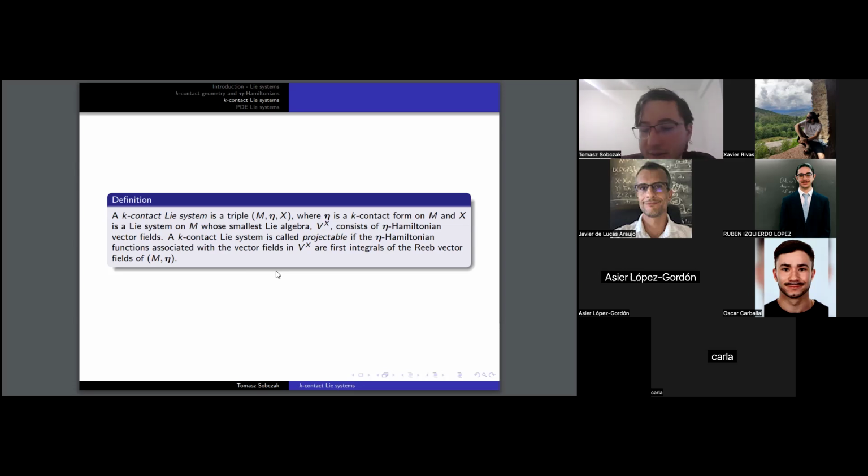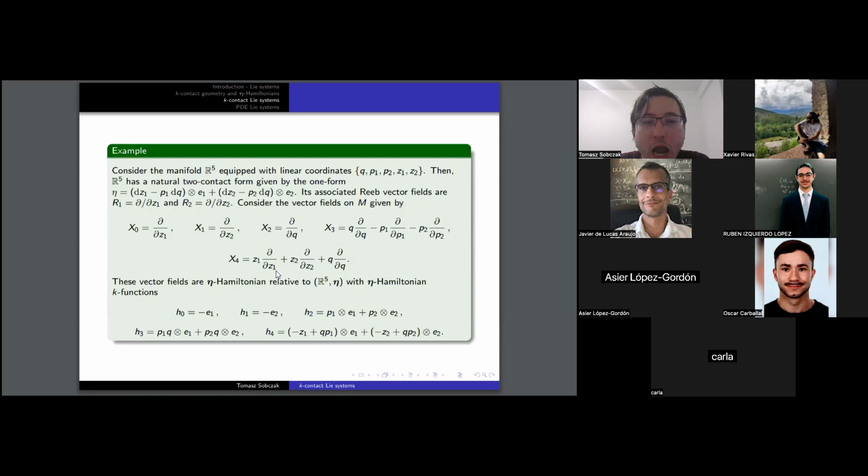And as an example of this definition, how we can combine those two things, we'll consider the manifold R5 equipped with such coordinates. And now we can give such a two-contact form. So now we are imposing the two-contact form in such a manner. We're just giving it out of the sky.